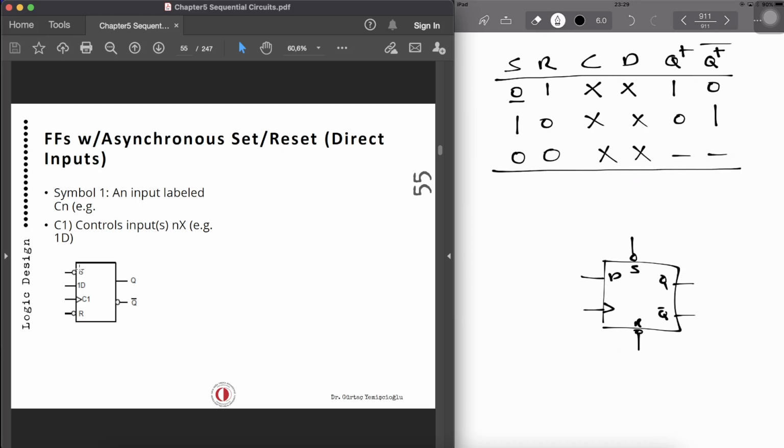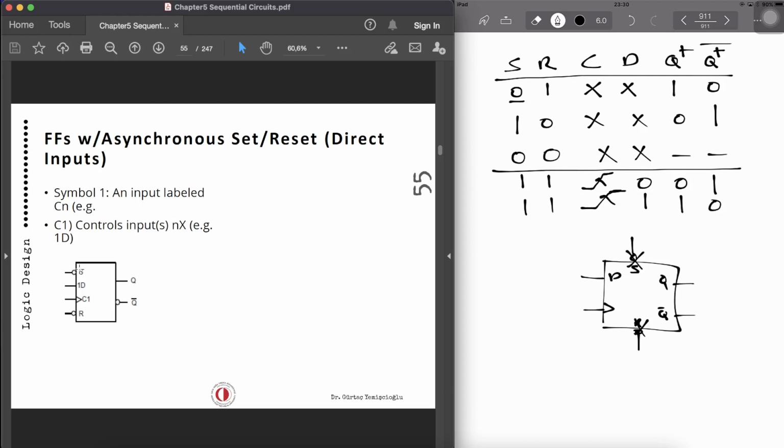Now, when both inputs are 1, that means these are not active. So we have to wait for the clock. And on the rising edge of the clock, let's say it is positive edge triggered, if the input is 0, Q is 0, and Q bar is 1. Again, these are inactive on the rising edge. If the input is 1, Q is also 1, Q inverse is 0. So this is a typical application of asynchronous set and reset with the functionalities that you have seen.